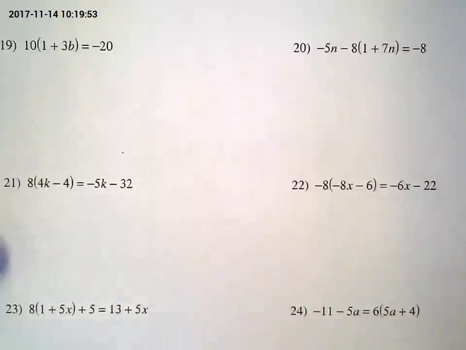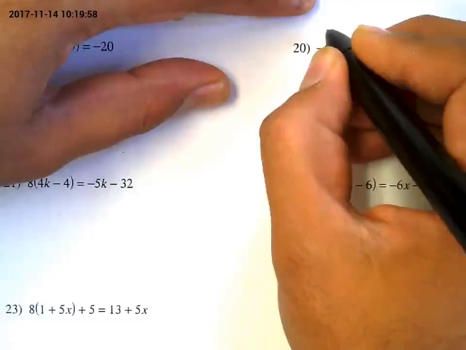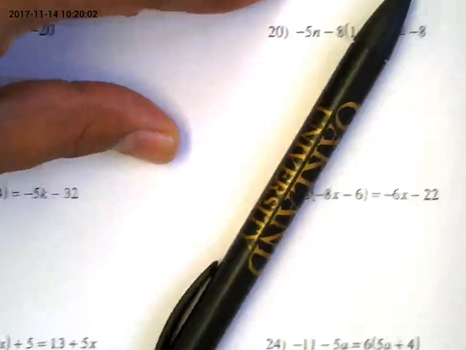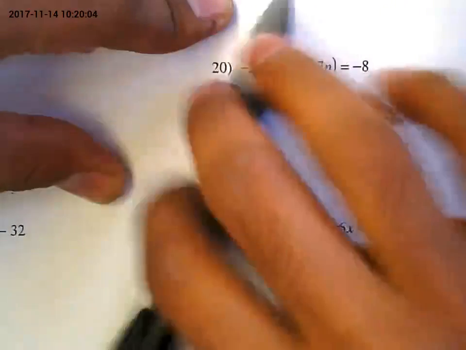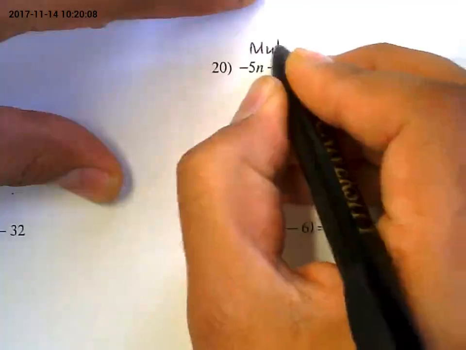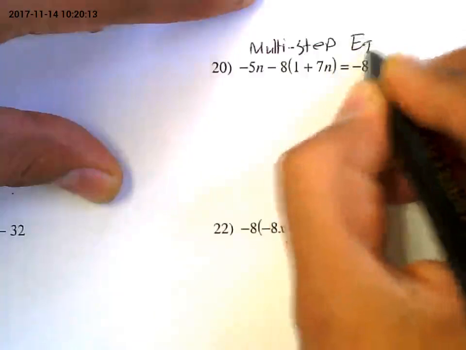Let's see how to solve number 20. Well, I'm going to write it on the top here so that you understand. Let me zoom in. So, multi-step equation.